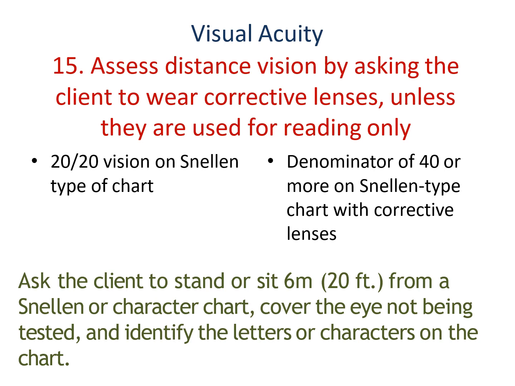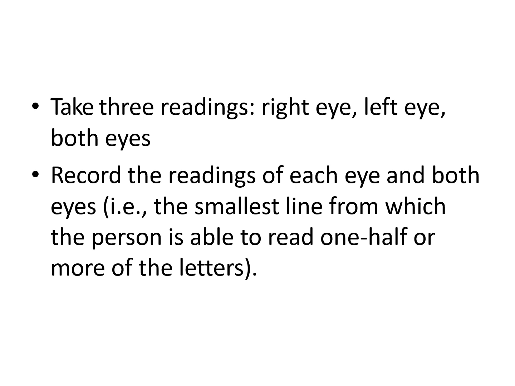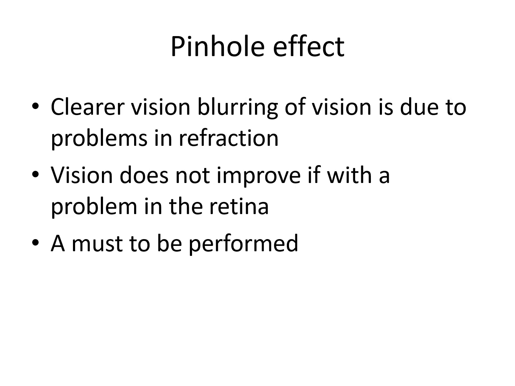So at this point, you cover the eye not being tested and identify the letters or characters on the chart. We do usually start the assessment with the right eye, meaning you should cover the other eye, which is the left eye. Take 3 readings. So start with the right eye, do the left eye, and then both eyes. Record the reading of each eye and of both eyes. For example, the smallest line from which the person is able to read one half or more of the letters.